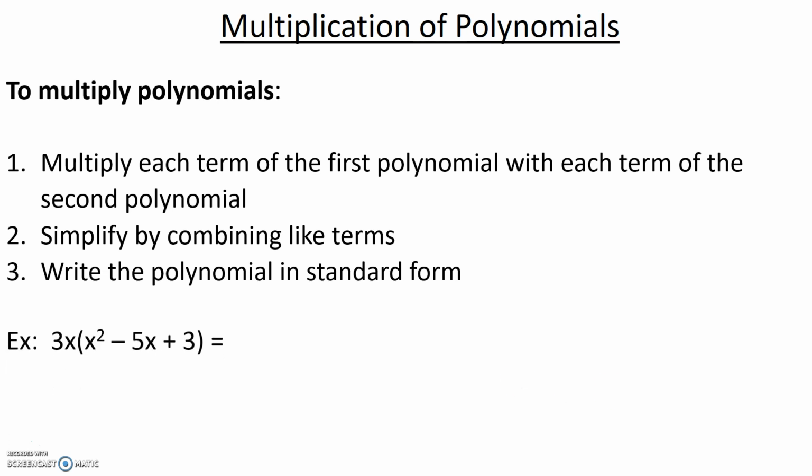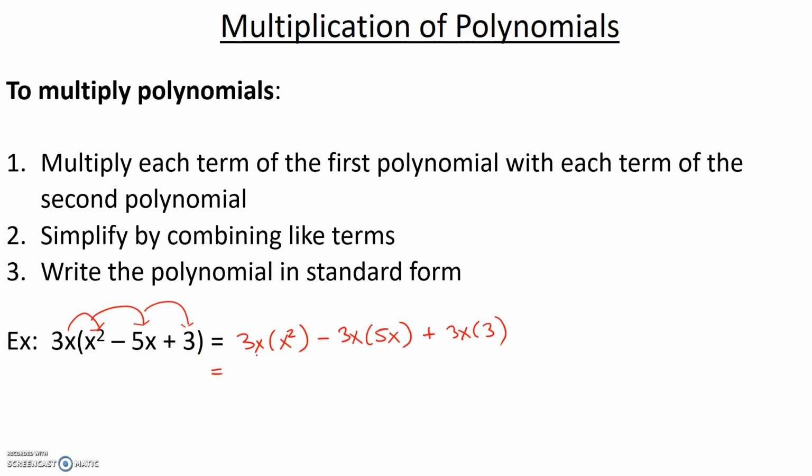For example, to multiply 3x times the quantity x squared minus 5x plus 3, since 3x is a monomial, we would simply distribute that to the second polynomial. So we have 3x times x squared. Since we have a positive times a negative, I know my sign will be a negative, so I'm going to put in the sign before I multiply. So I have a positive times a negative, that's a negative, and then I will write 3x times 5x. Then I have 3x times 3, I have a positive times a positive, so I know my result will be positive.